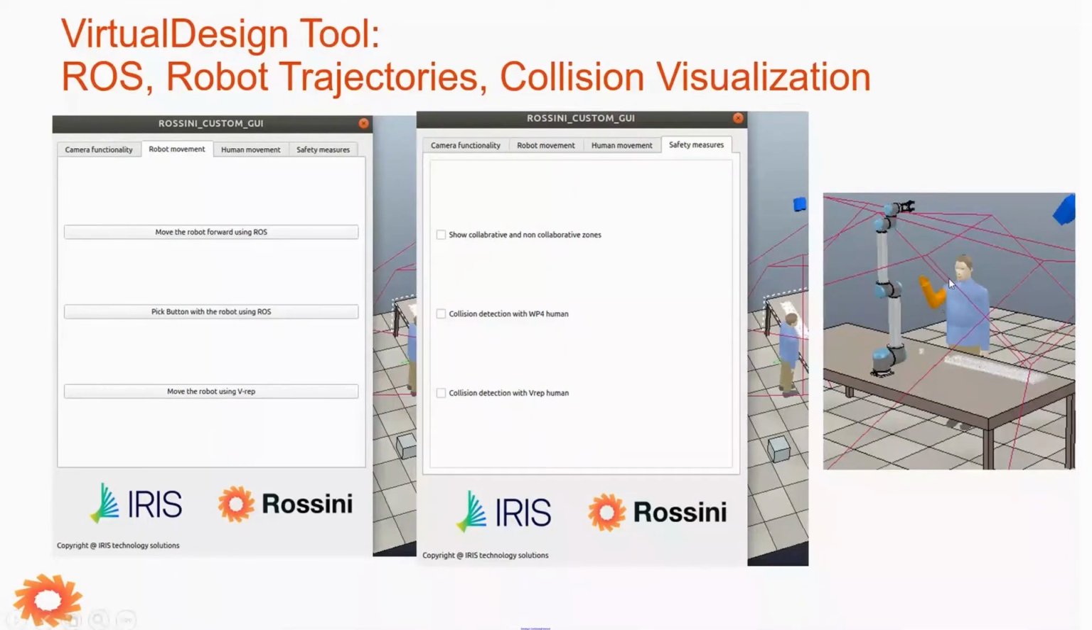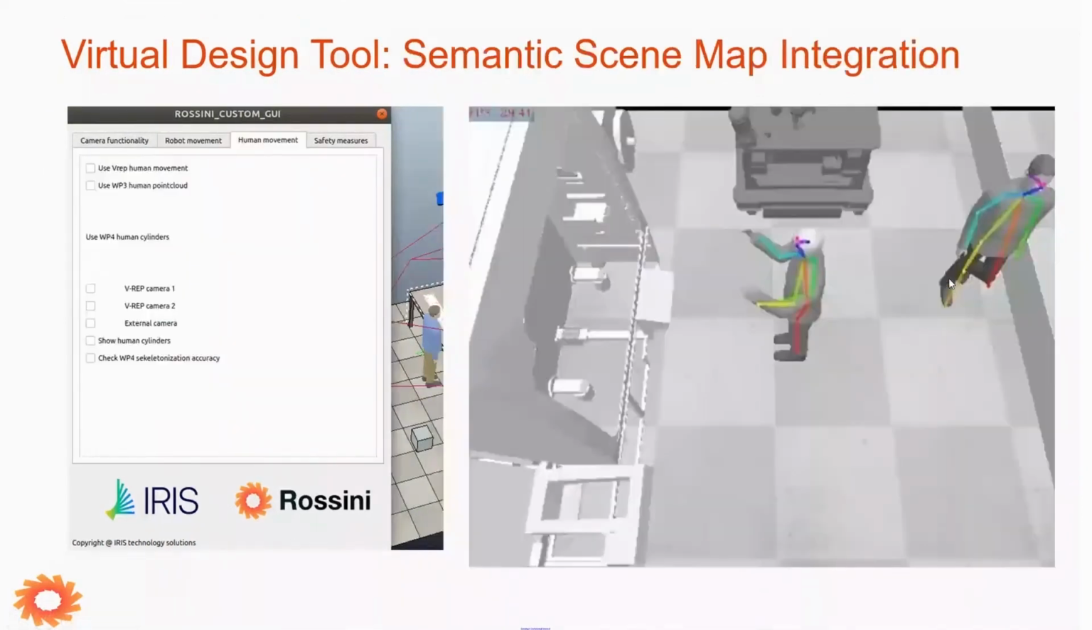This is another example of interacting between VREP and the semantic scene map software. In this case, we again use a simulated VREP image and apply the semantic scene map skeletonization algorithm to that image. And in this case, the skeleton is overlaid on the image, and this is visualized outside VREP, just using the normal RViz tool of ROS.